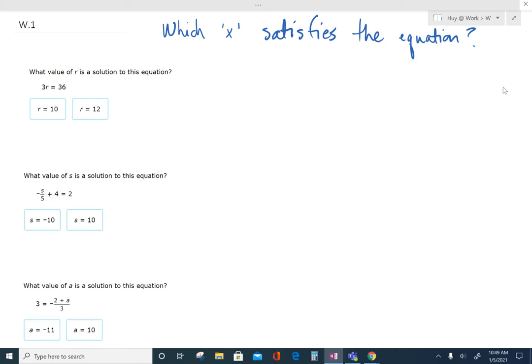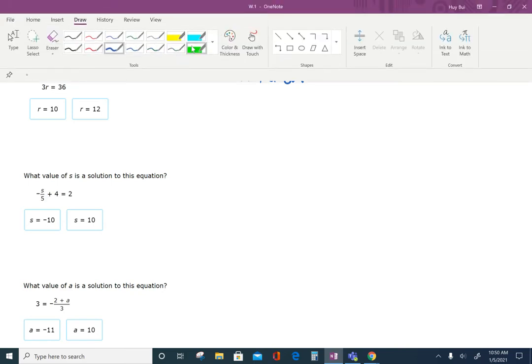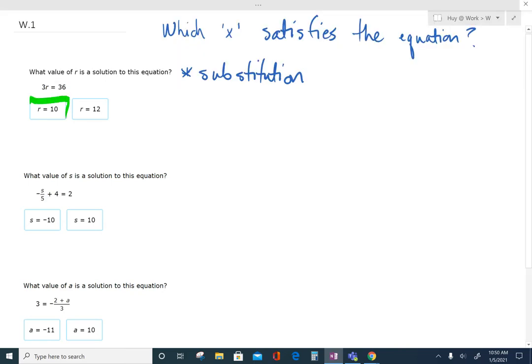And the way that we're going to check answer choices is by using a math technique called substitution. Okay, substitution means that we're going to replace the variable with the value that we're given. So our first answer choice here, and I'm going to make sure that this is the green answer choice here, our first answer choice says r equals 10.